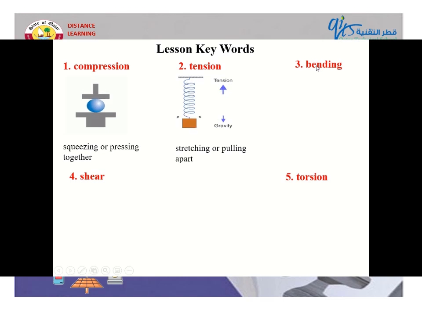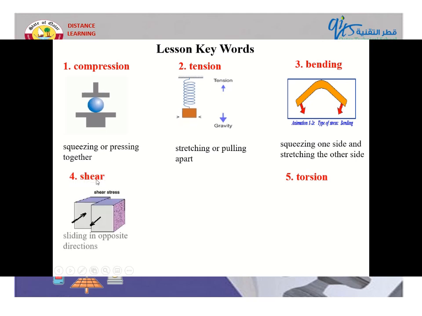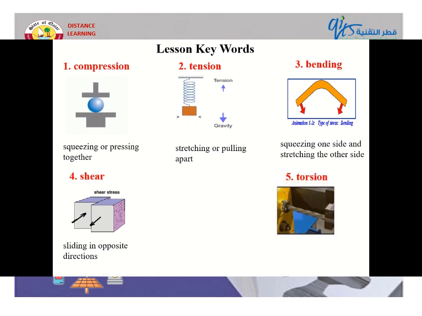Number three is bending. Bending is squeezing one side and stretching the other side. Number four is shear. Shear is sliding in opposite directions. And the last one, which is number 5, is torsion. Torsion is twisting.